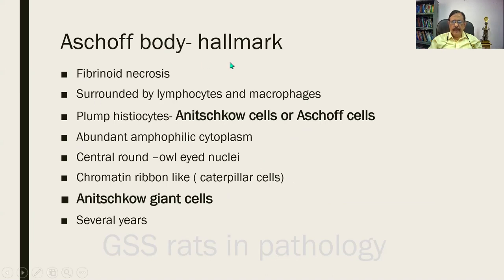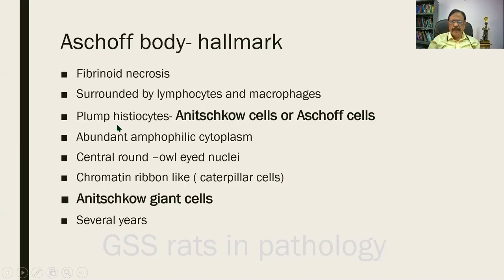Aschoff nodule. This has been a question that has been asked to the students for almost a century, and it will remain there for the next 200 years. Aschoff nodule is a university question, and it shows an area of fibrinoid necrosis. Fibrinoid necrosis you get in any immunological disorder, vasculitis, etc. Here also you see it is surrounded by lymphocytes and macrophages.